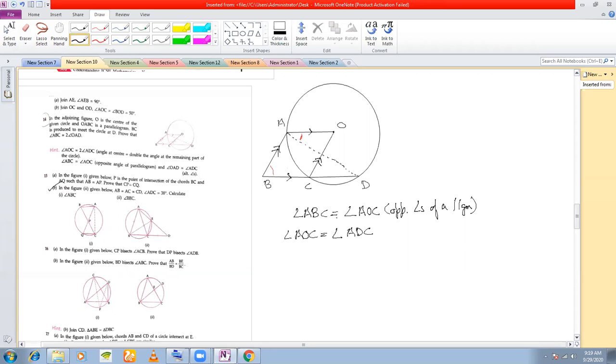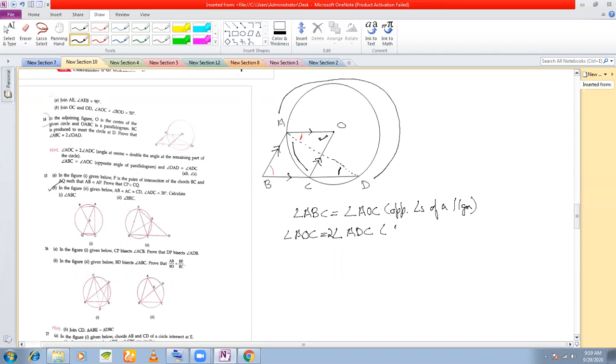Why can I write this? This is the main part. AOC is the angle subtended by this arc AC at the center. What is the angle on the remaining part of the circle? This is the angle on the remaining part of the circle. So therefore, the angle at the center must be twice the angle at the circumference. So angle AOC is twice of angle ADC.